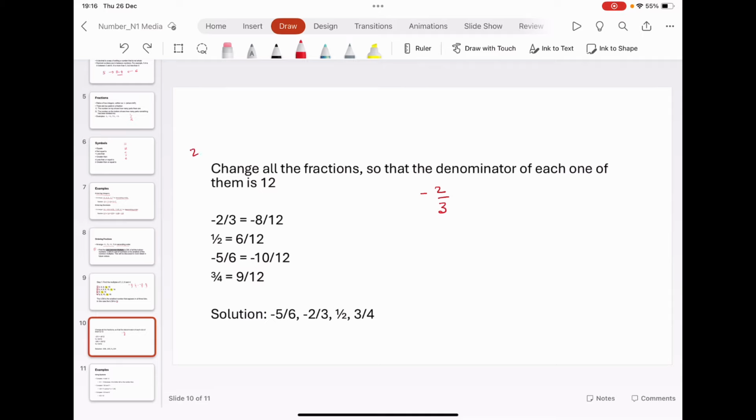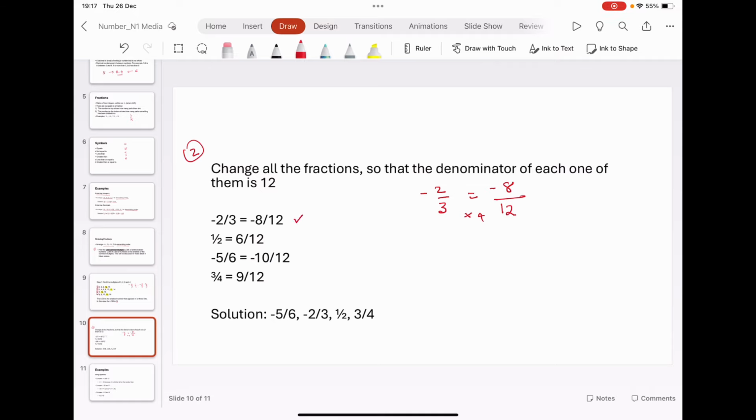And the next step is to change all the fractions so that the denominator of each one of them is 12. So let's take an example of minus 2 over 3. If we change the denominator from 3 to 12, we will have multiplied the bottom number by 4. And we will have to do the same thing to the top number. So minus 2 times 4 will be minus 8, and this fraction will be minus 8 over 12. So minus 2 over 3 will be minus 8 over 12.